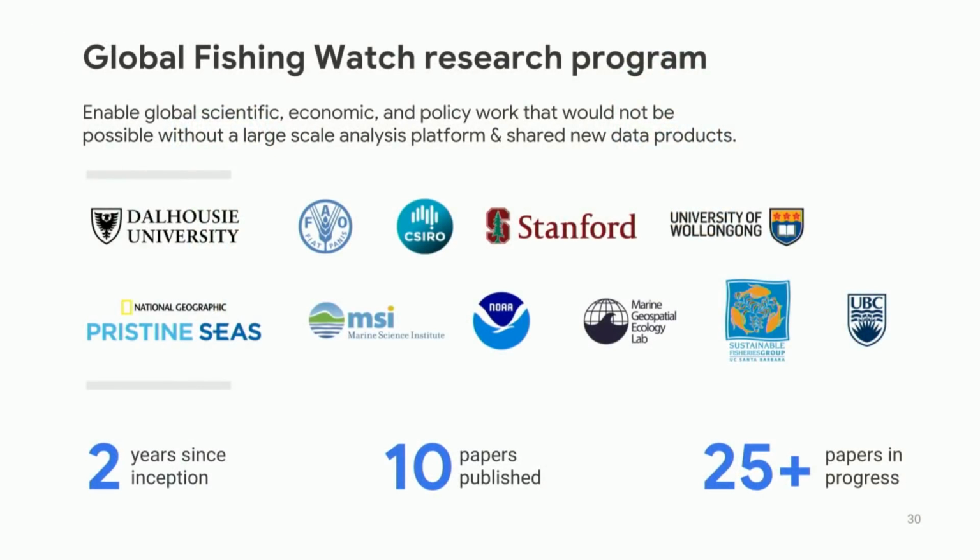And that brings us back to the analysis. What we really care about is getting useful information out of this. A large part of my job is working with 11 different research institutions in our research program to take this massive data set and turn it into useful knowledge. We're doing that through over 25 different research projects. We have 10 papers already published, many more in the works. And I'm going to give you two examples of what we can do with this.